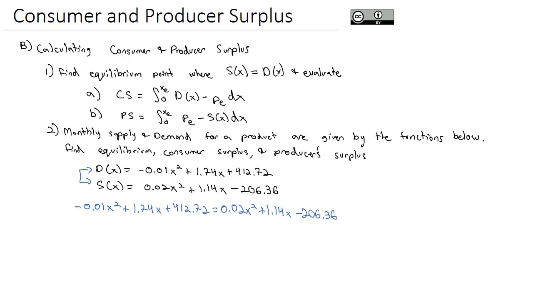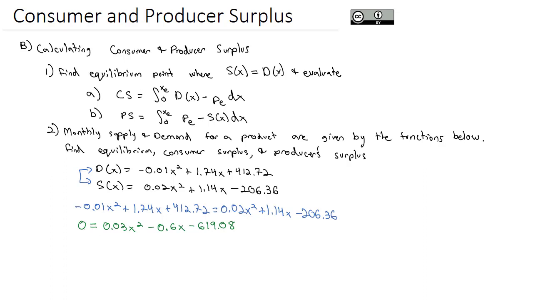Now we know when x squared is involved, we need to move everything to one side. So I'm going to move everything to the right so that the x squareds are positive. When I do that, I'll add 0.01x squared to 0.02x squared. That's going to give me 0.03x squared. Then I'm going to subtract 1.74x from both sides. So 1.14 minus 1.74 is negative 0.6x. And then I'll subtract the 412.72 from both sides. So negative 206.36 minus 412.72 will give me negative 619.08.